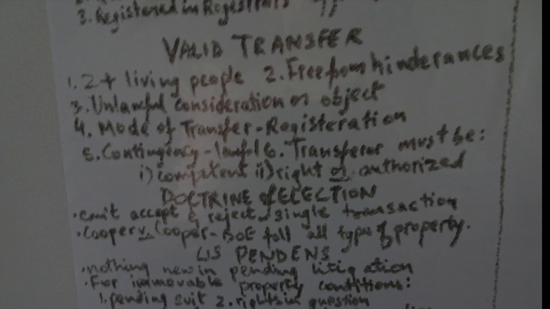Now we come down to the doctrine of election. The doctrine of election states that we can't accept and reject a single transaction. The logic behind it is that while claiming the advantage of an instrument, the burden of the instrument should also be accepted. For example, I want to buy a house, right? And the house has a garden attached to it. I can't say I only want to buy the house and I don't want to maintain a garden. I don't want to be mowing the lawn and watering all the plants all the time. So I'll only buy the building and not the garden. You can't do that, right? So that's where the doctrine of election steps in.